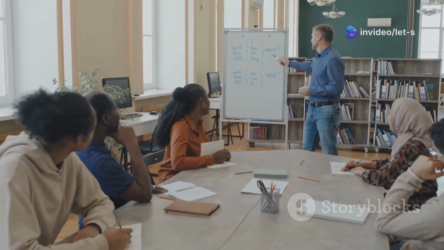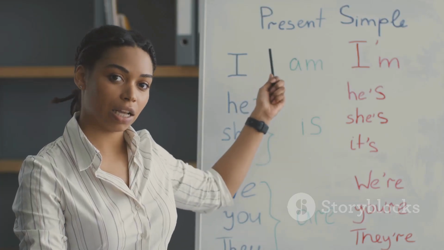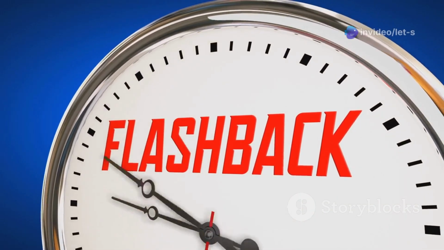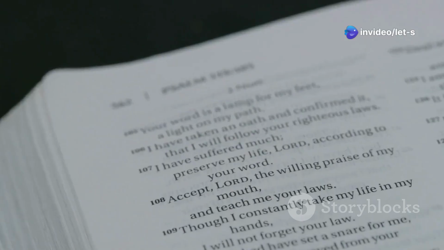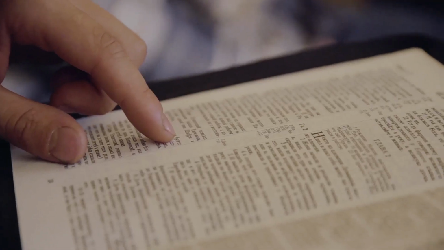When we report statements, we often make some changes. One important change is the verb tense. We usually backshift the tense. This means we move the tense one step back in time. For example, let's say someone says, "I am tired." In reported speech we would say, "He said that he was tired." Notice how I'm changed to was.